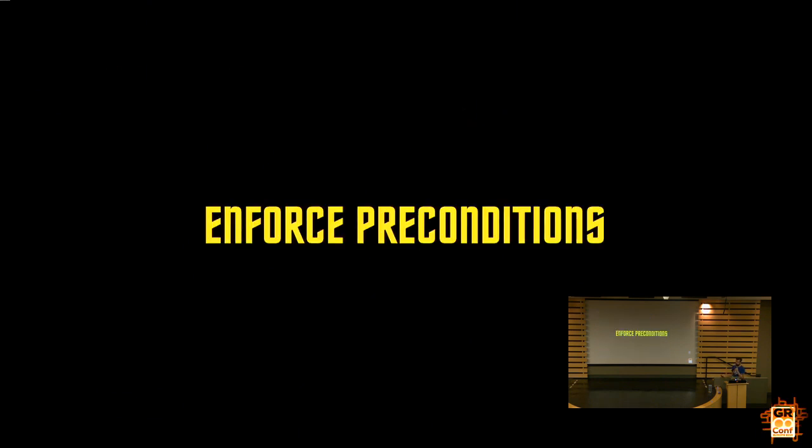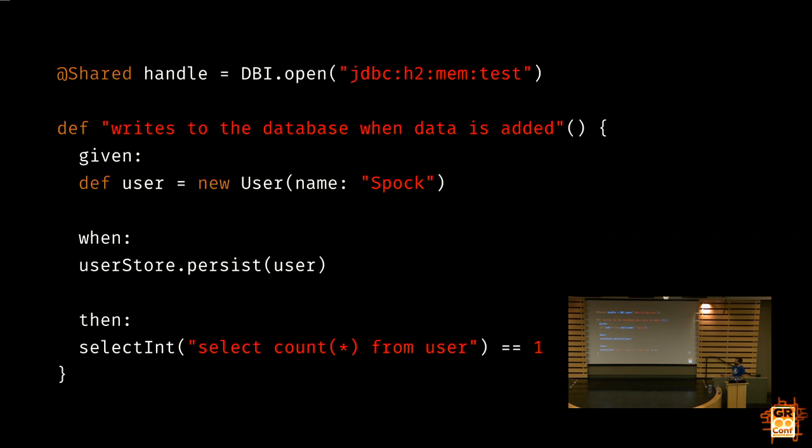Luke Daly taught me this technique, and I had no idea you could do this with expect blocks, but I find it really useful, enforcing preconditions. So what are we doing here? So we're writing something to the database, are we? So we create a new user object, we persist him via some kind of DAO, and then we select from the database and say, right, now there should be one user. Fine, it's pretty basic, but okay, let's think about a slightly more complex example.